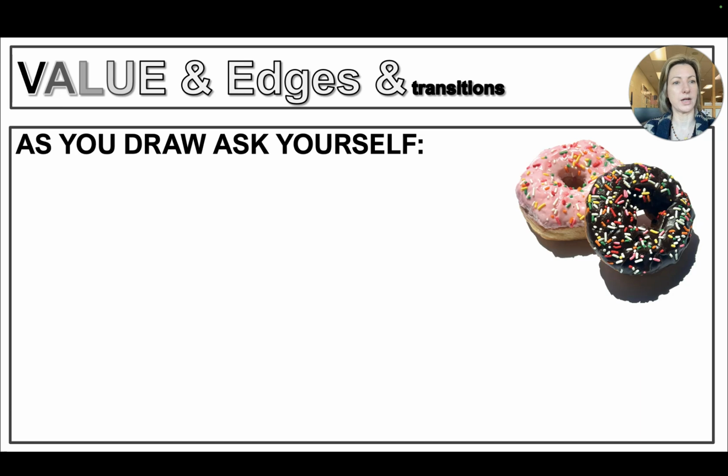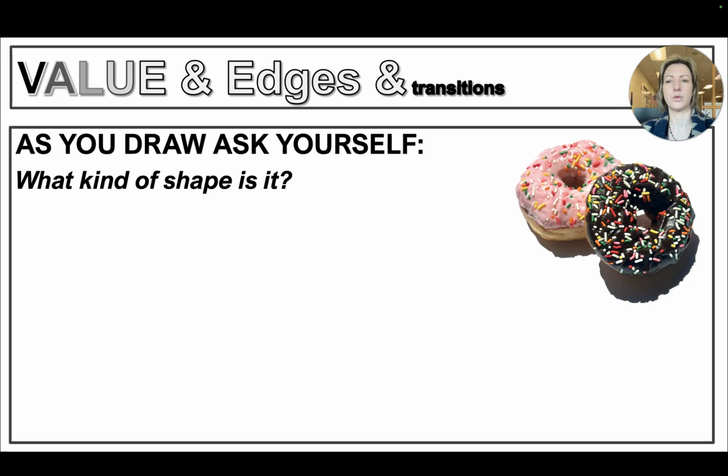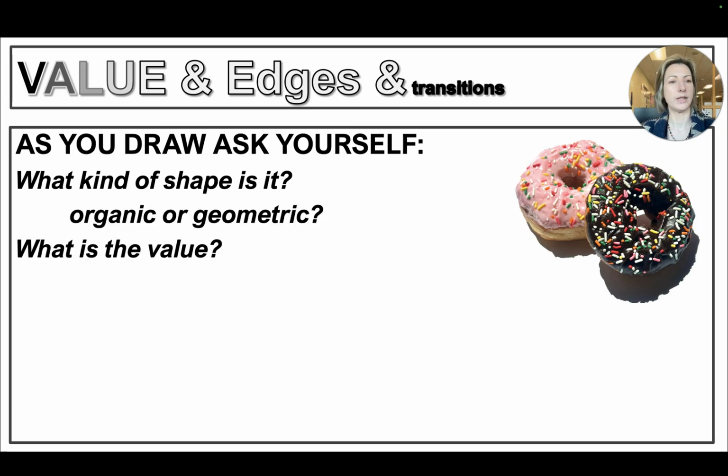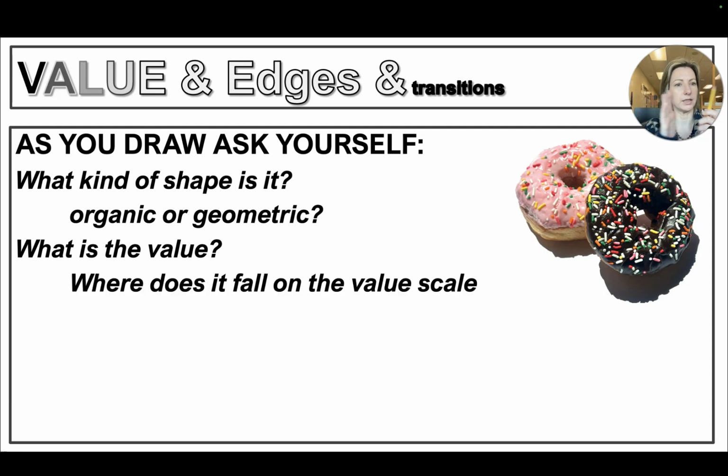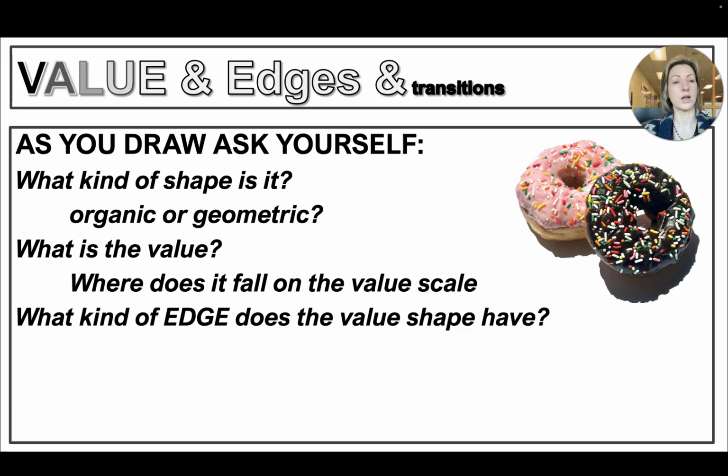As you're drawing, you need to ask yourself, what kind of shape is it? Is what I'm looking at an organic or a geometric shape? What is the value? Have a value scale out. Where does it fall? Is it falling on the darker side? Is it falling on the lighter side? Don't get stuck in the middle. What kind of edge does that value shape have? If it's an organic shape, does it have a sharper edge? Does it have a more transitional, softer edge? Is it a soft edge? Is it a crisp edge?